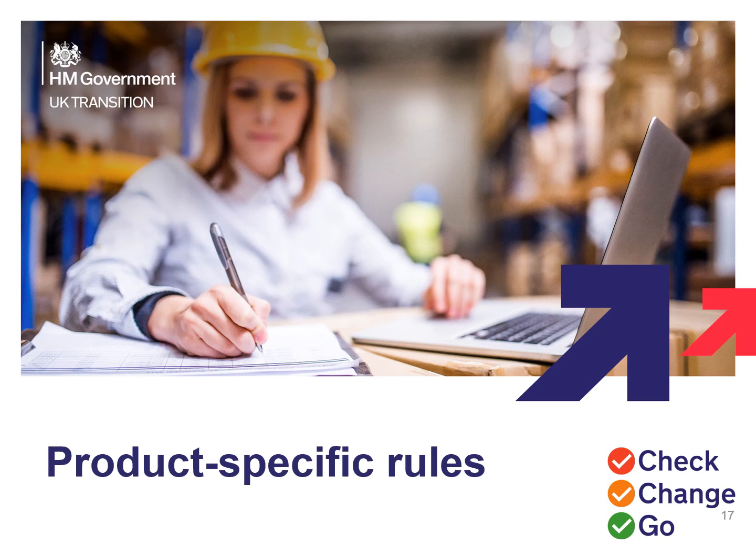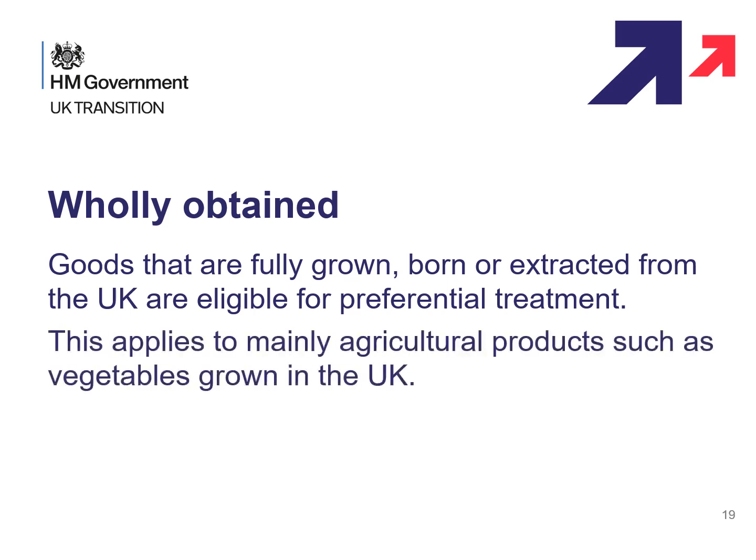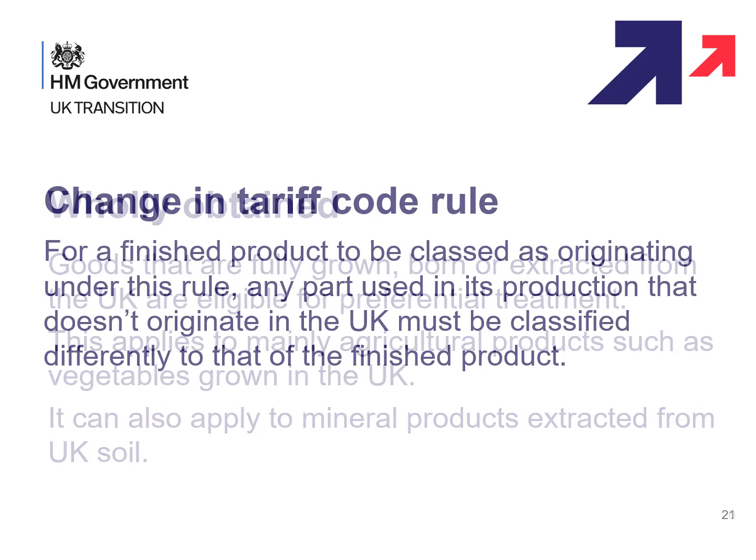Your goods may need to meet several rules, one specific rule, or there may be a choice of rules. Let's look at a few of these now. Wholly obtained. Goods that are fully grown, born, or extracted from the UK are eligible for preferential treatment. This rule applies to mainly agricultural products, such as vegetables grown in the UK. It can also apply to mineral products extracted from UK soil.